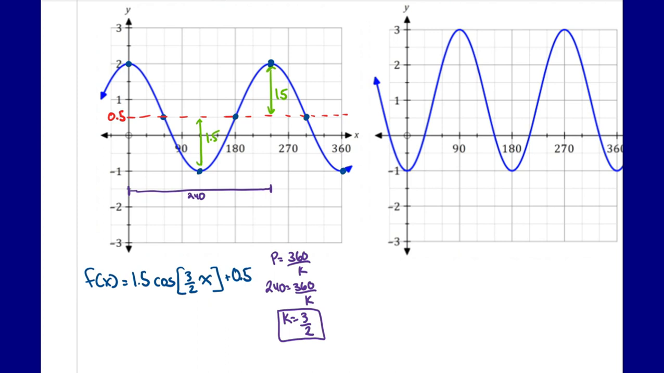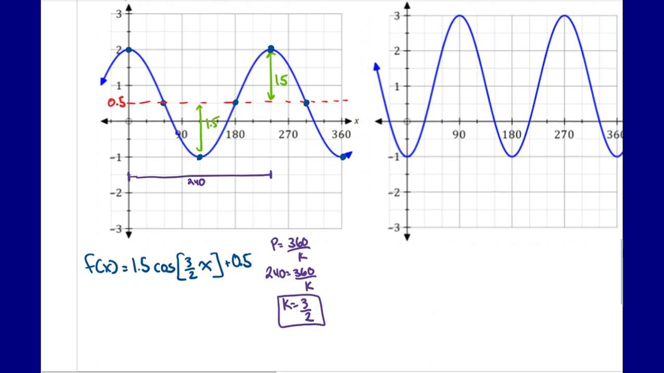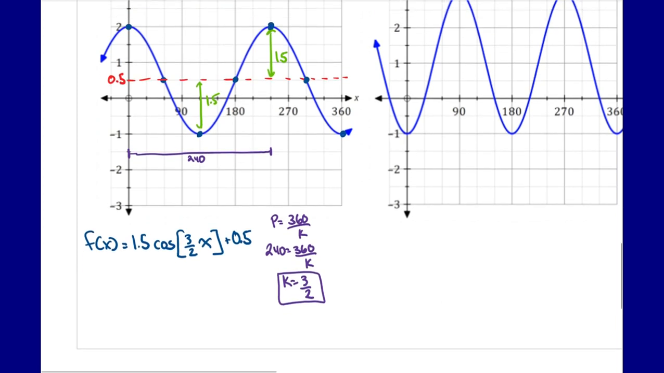So you want to be careful. You want to make sure you're looking at the scale to help determine what the actual values are. Don't just count the squares. So that's our cosine wave.